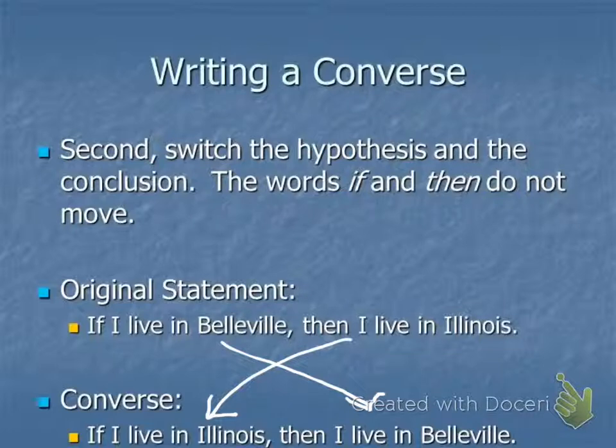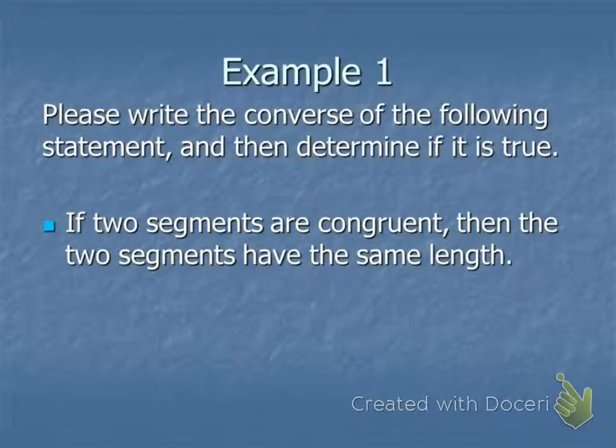So which one is... Here is our first example. For this first example, I do want you to write the if and then the converse. For the next one, you can just write the converse. So go ahead and write this down first. We'll write the converse together, and then we'll say if it's true or false.